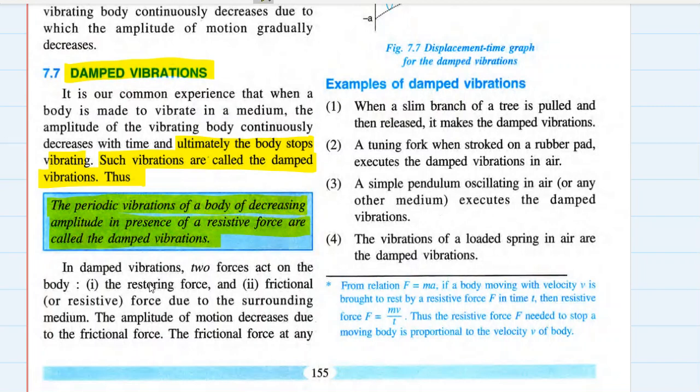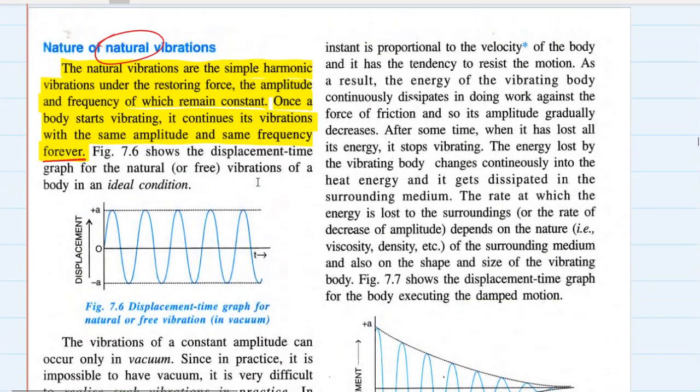In damped vibration, two forces act on the body. Number one, the restoring force, which will bring the body to rest. That is, it will tend to stop the vibrations of the body. And the other is the frictional force or resistive force due to the surrounding medium, which will also tend to stop the vibrations. The amplitude of motion decreases due to the frictional force. The frictional force at any instant is proportional to the velocity of the body, that is, the speed of vibrations, and it has the tendency to resist the motion.